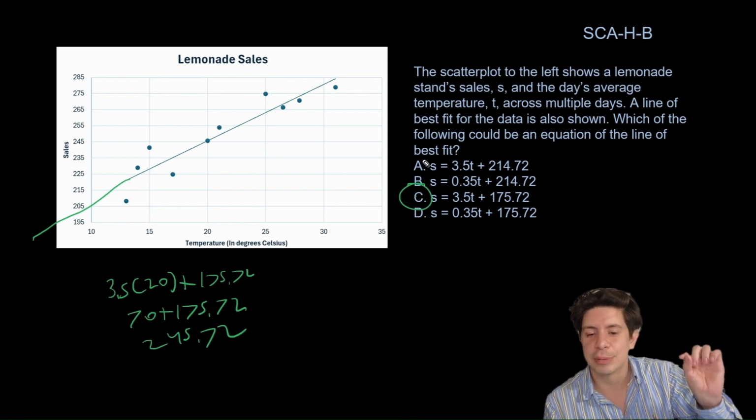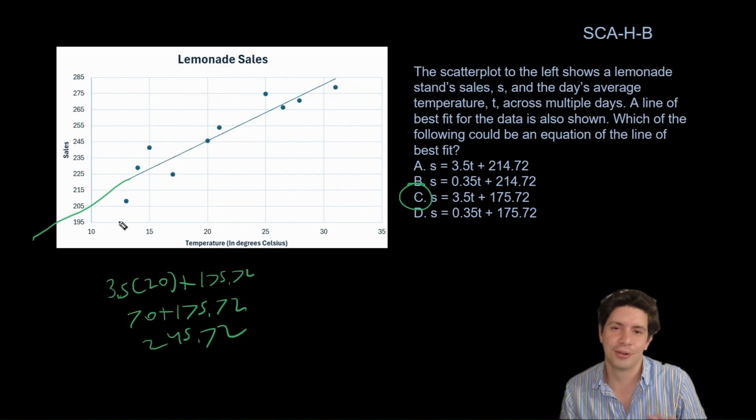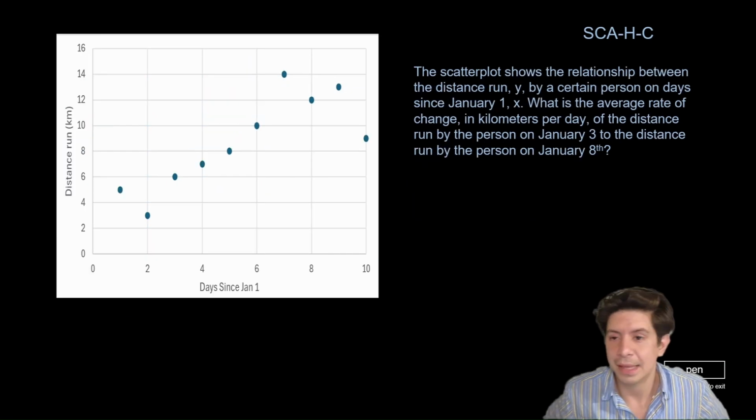What really throws people off is they would choose A because they're just like, oh, it's hitting at 214. No, my friend. It's hitting at 175.72. Then we have this one here.